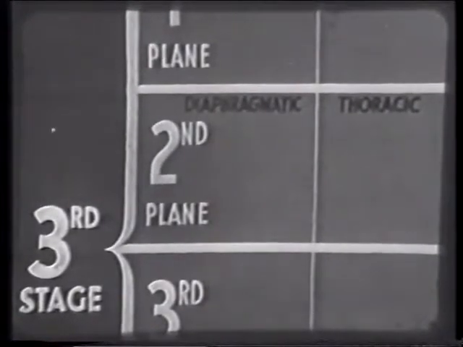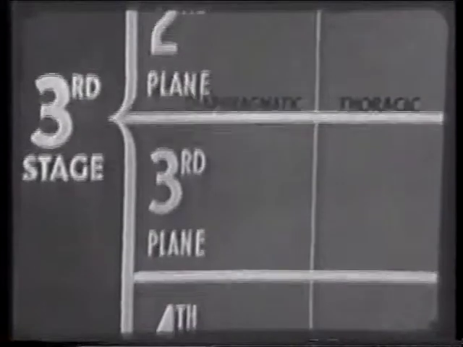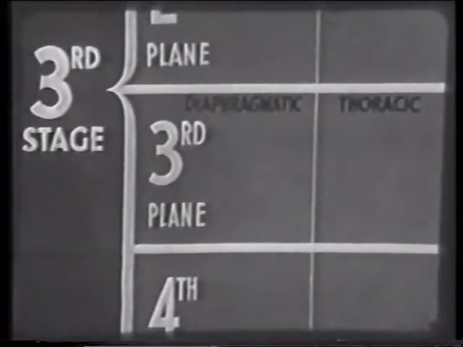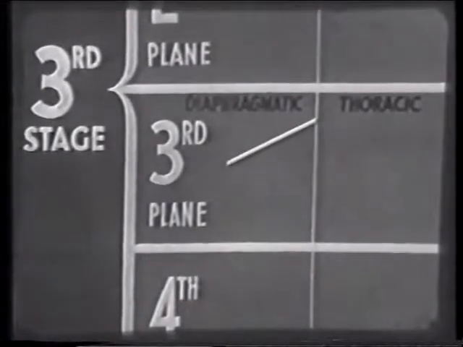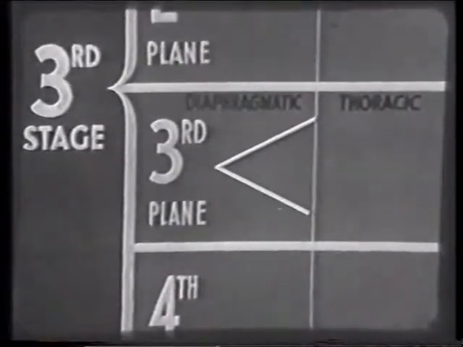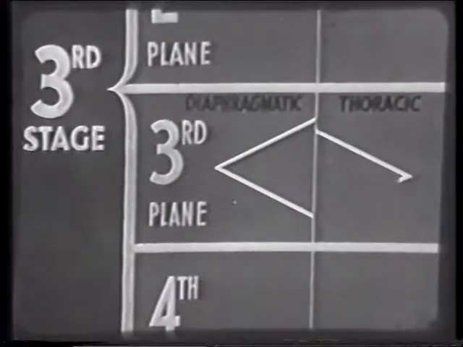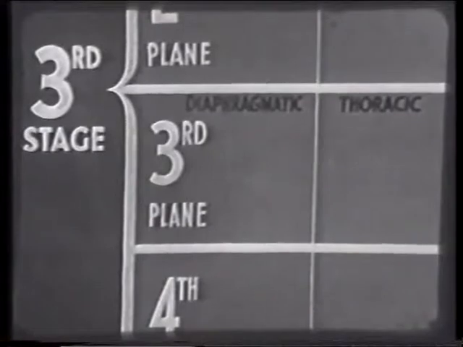In the third plane, the breathing, still regular, changes in character. The intercostal muscles weaken and breathing is taken over increasingly by the diaphragm. We'll show each separately to start with. The diaphragm contracts as before, but expansion of the thorax starts to lag behind. Here are the movements together.